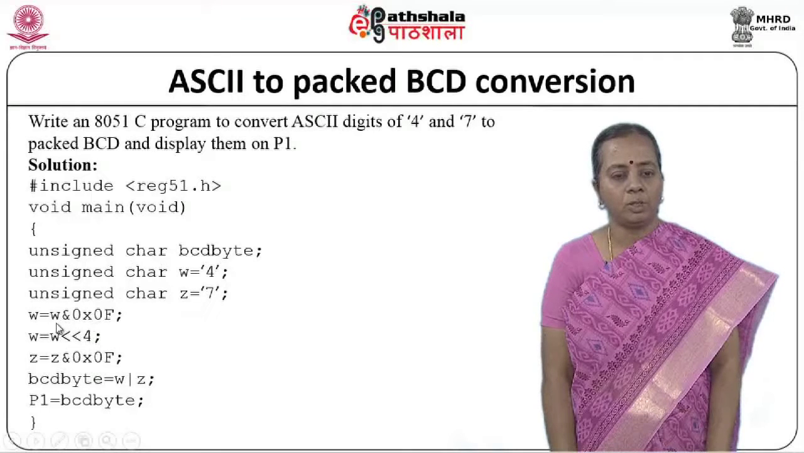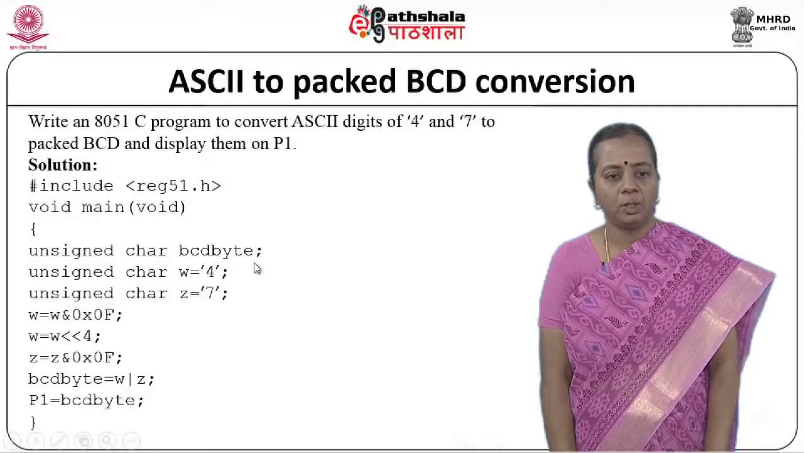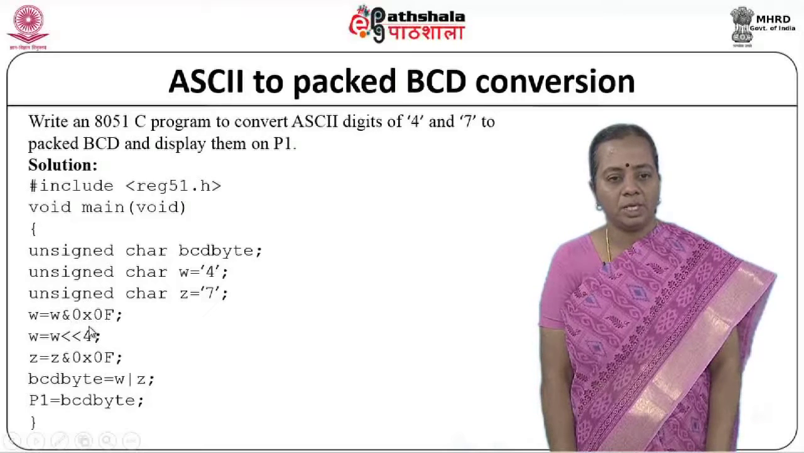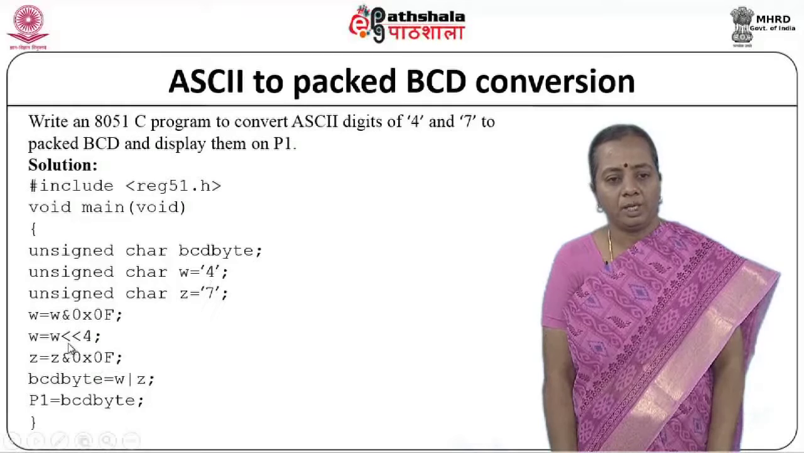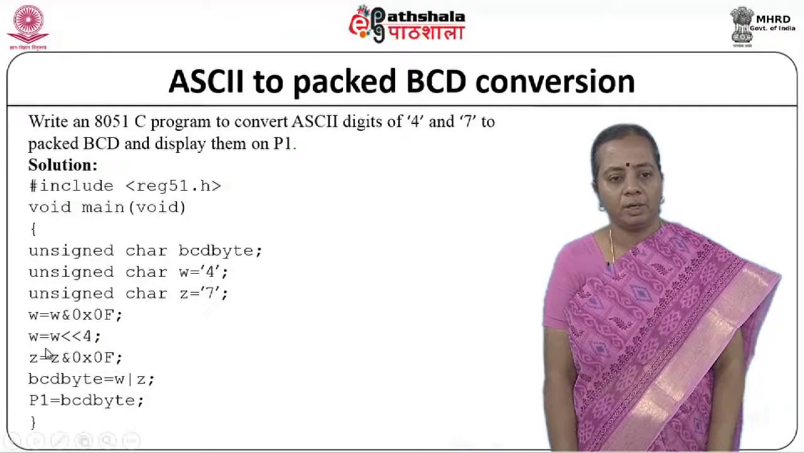Now, W is equal to W ANDed with 0F. So, we will be getting something like, W is nothing but 4, 4 is getting ANDed with 0F. So, now we will be getting 0 and 4 is ANDed. So, the fourth bit, you will be getting something like 4 over there, which will be shifted left by 4 positions.